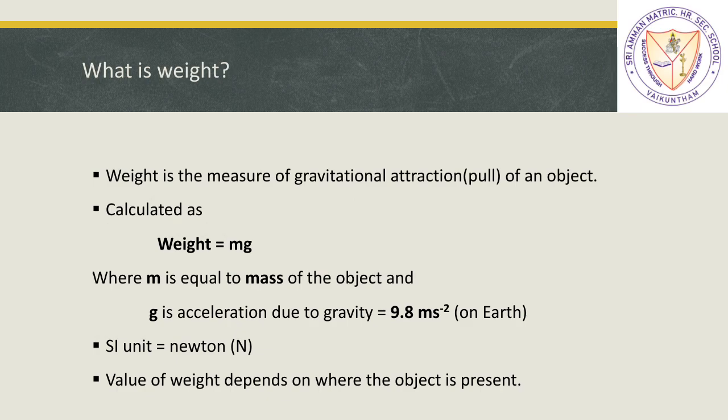Now mass will not change. I have 10 kgs of mass, and its weight on Earth will be 10 into 9.8. I'm traveling to the moon with that object. The mass of that object is again 10 kgs, but the value of g will change. That means the value of weight will change. That is what we say, the value of weight depends on where the object is. So the place where it is matters to determine the weight of an object.